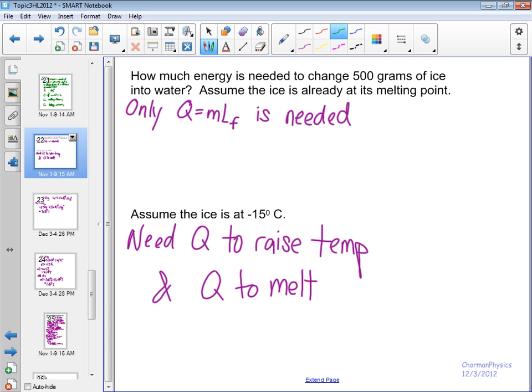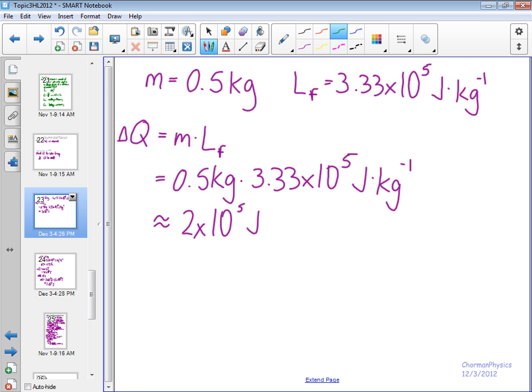Okay. So the first question here is how much energy is needed to change 500 grams of ice into water? We need to assume the ice is already at its melting point. So we got to consider the story that we're telling here when we deal with thermal physics. It's all about accounting. Where does the energy go? Kind of like in accounting, where does the money go? Well, with thermal energy, you got to check where the energy goes.